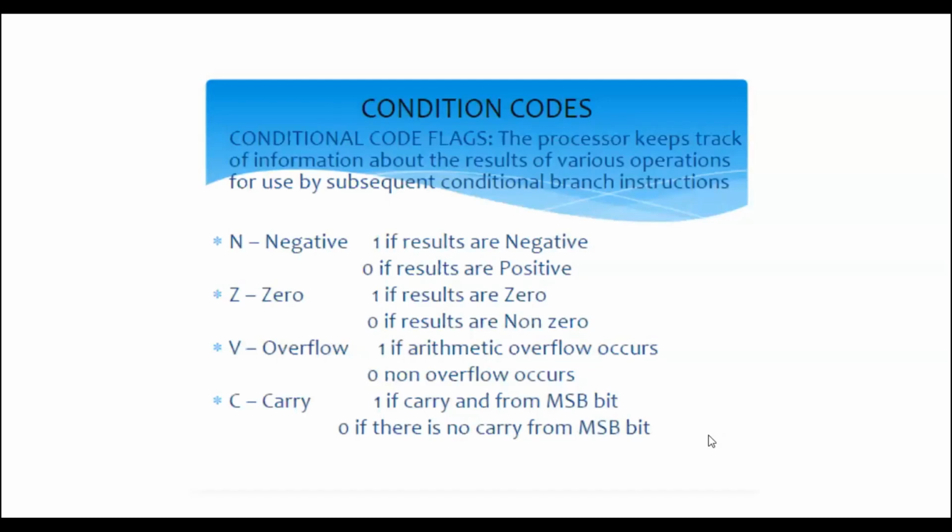So the N, Z, C, and V bits are the condition code flags. You can set them by arithmetic and logical operations. Again, they can also be set by the MSR and LDM instructions. All instructions can execute conditionally in the ARM state.